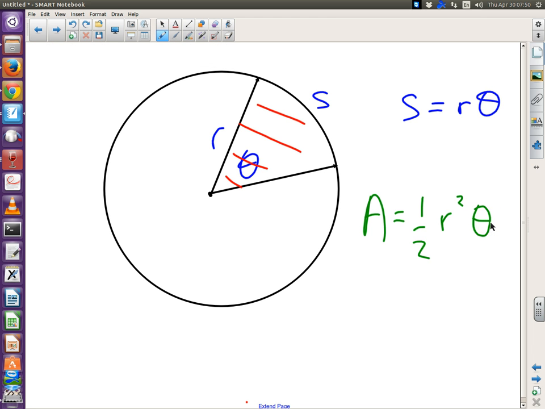There you go. Does that make any sense? The whole circle is what area? Pi r squared. So if theta, what's theta got to be if you want the whole circle? 2 pi. So if you plug in 2 pi, what do you get? Pi r squared. What if you only wanted half the circle? How many radians is that? Pi. What if you plug in pi now? Does this make any sense? Yeah. All right, so that's the area of a sector or a slice of a circle.